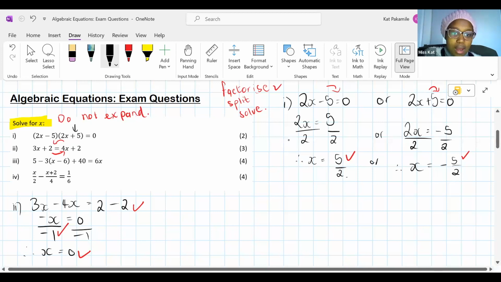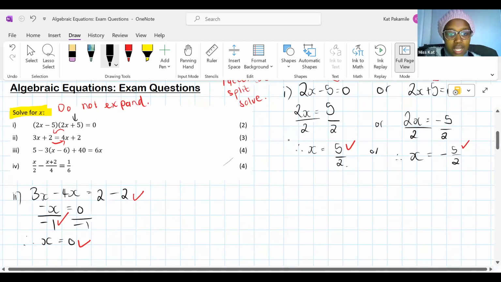Now let's go for number 3. Number 3 has a little bit more aspects. You can see in the mark allocation. What would you do in number 3? Where would you start with number 3? Any ideas?